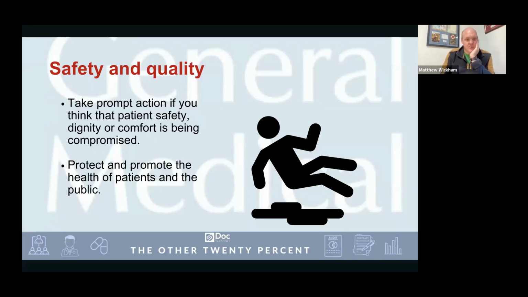Okay, so safety and quality. Take proper action if you think patient safety, dignity, or comfort has been compromised, and protect and promote the health of patients and the public. Now, this is an interesting GMC point because it reflects nicely into social media. Some doctors have come a cropper because they think the Human Rights Act gives them freedom of information and freedom of speech, which you think, brilliant. But when you're registered as a doctor, if your thoughts and opinions could potentially bring harm to the public, then your professional standards outtrump your human rights.